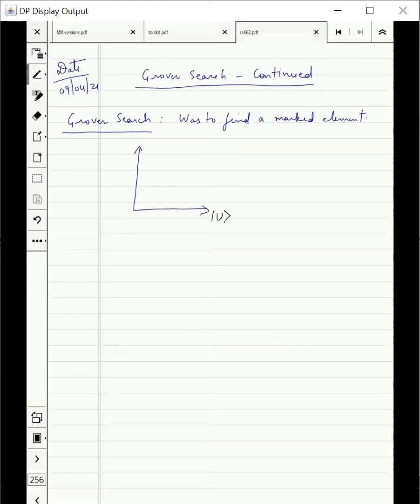We have superposition over all unmarked states, and we have superposition over all marked states. Two vectors, there is a unique plane which is spanned by these two vectors. The entire algorithm was going to run in the plane spanned by M and U. We had a state psi, which was an equal superposition over all elements.